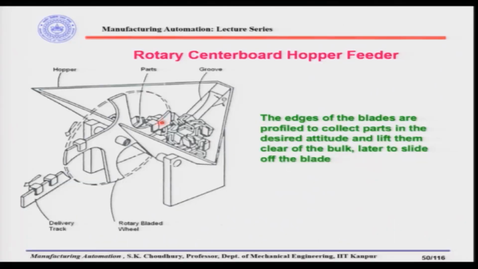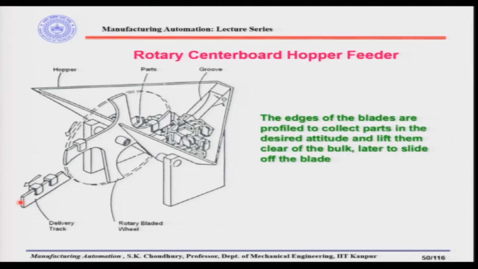So, when the part is in this position and as the blade rotates from this position to the next position, the part will slide down the blade, and when the blade is aligned to the delivery track, the parts will come off the blade in the right orientation. So, this is the advantage of this feeder.